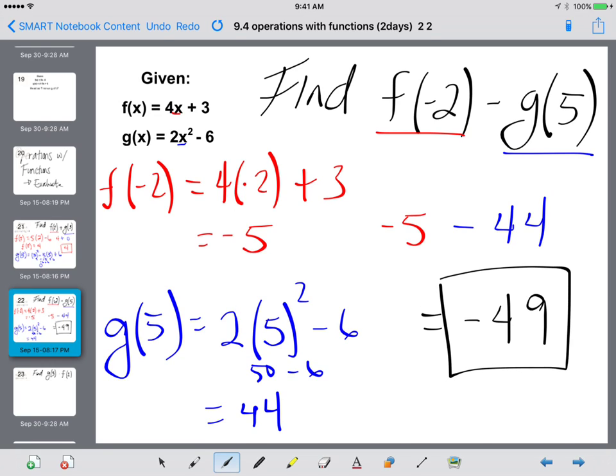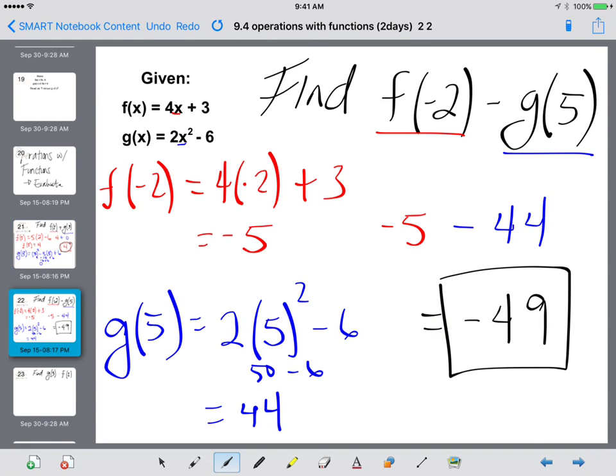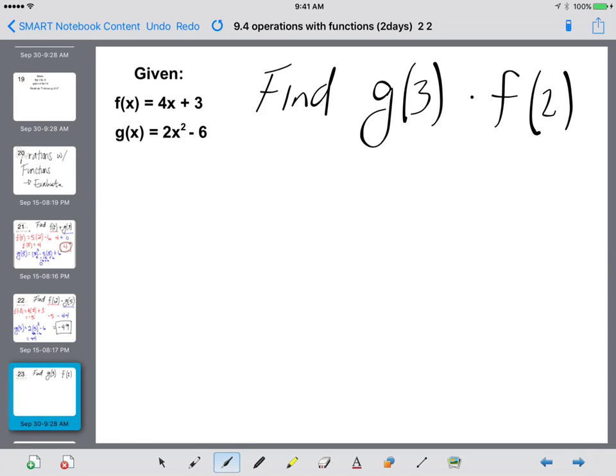There's my answer. So when x's are involved, we get another equation. When numbers are involved, we're going to get an actual answer. So f of 2 plus g of 3 was 4. F of negative 2 minus g of 5 was negative 49. So if we multiply, the same thing is going to happen. We're going to be multiplying two numbers together after we evaluate.